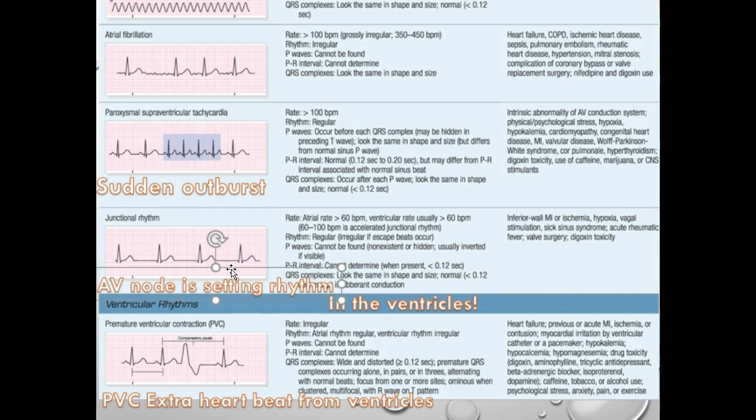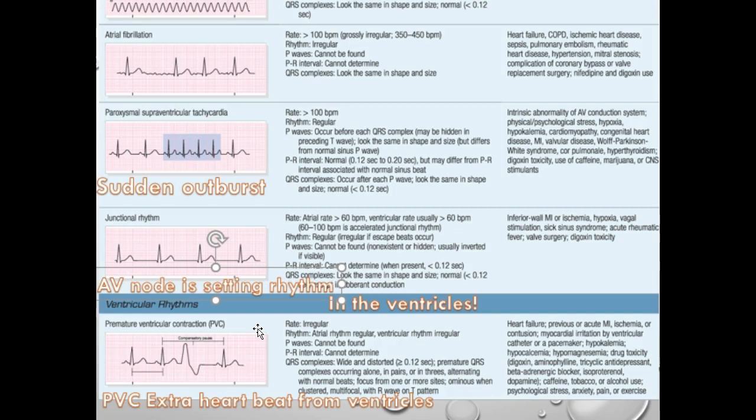Okay? That AV node is setting the rhythm. When I ask you questions about these electrical events, it's going to be these things that I've highlighted here. I want you to know the major groupings, supraventricular versus ventricular. I want you to know sudden outburst, where the large letters are, okay? So I know there's a lot on here. Focus on the big things that I'm explaining to you for these, okay?